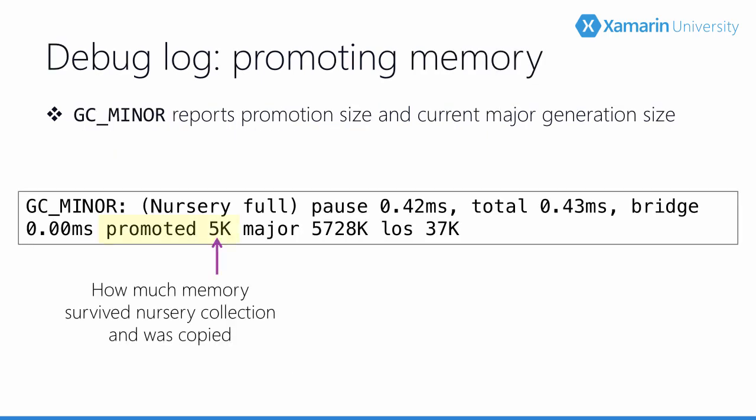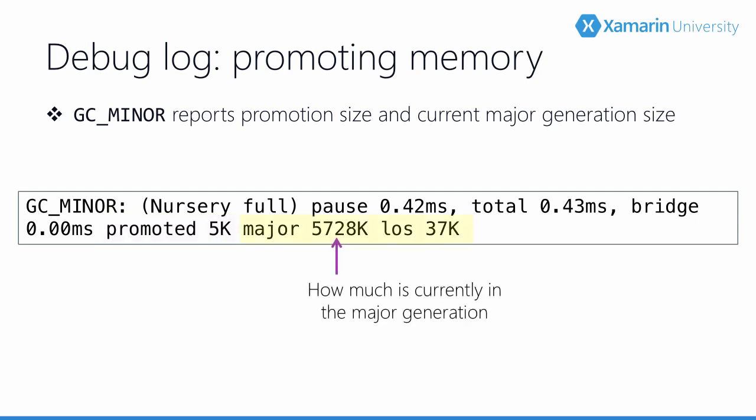Well, again, if we go back to our debug log, we can see how much memory gets promoted going from the minor generation to the major generation. So here you can see we promoted 5K objects. And the other thing that you can see here is how big is the major generation. So in this case here, you can see what the size of our major generation is. And that way you can track in your log how big that major generation is getting. Because remember, it's unbounded. It grows to infinity, or at least to whatever the operating system allows us to allocate.